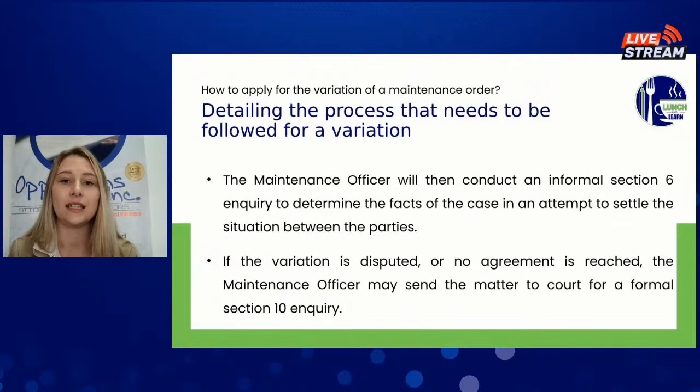But if the variation is disputed, so for example, dad is applying for a decrease in the variation order, mom is not happy with this. She is disputing this. She is saying that there's not been a change in financial circumstances. Dad cannot apply for a decrease. No agreement is therefore reached. Then the maintenance officer will send the matter to court for a formal Section 10 inquiry. Again, if you're unsure about the Section 10 inquiry, go consult the Lunch and Learn webinar dealing with this. There's not enough time today to go through all of that again, so therefore I'm just referring you back. If you don't remember, just go see again. But if no agreement is reached, it will amount to a Section 10 inquiry.